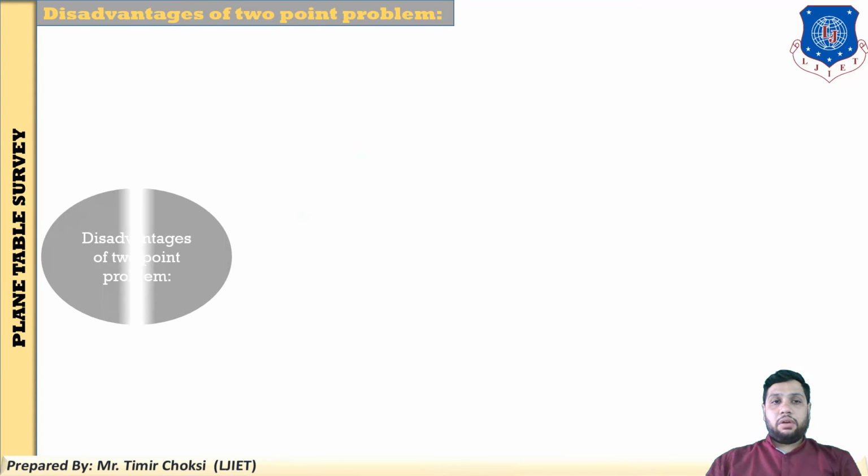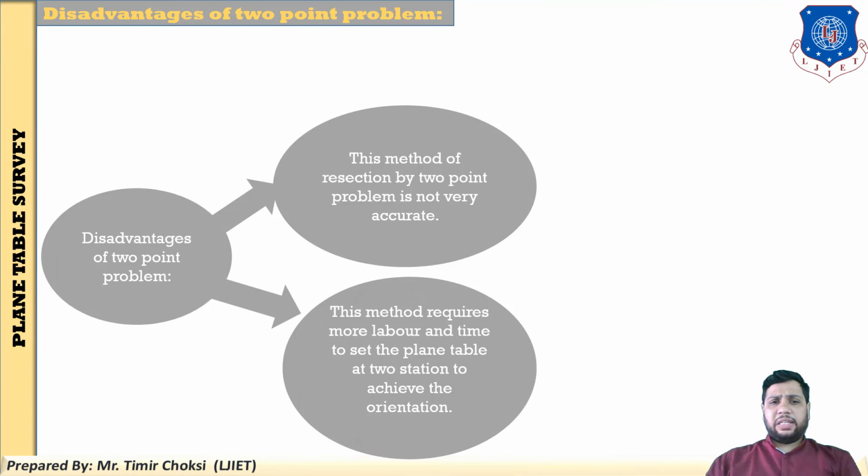Okay, so now what are the disadvantages? This method of resection by the 2-point problem is not very accurate because a lot of laborious work is involved. When you rotate the plane table, some errors are developed. This method requires more labor and time to set the plane table at 2 stations and achieve the orientation. So these are the disadvantages.